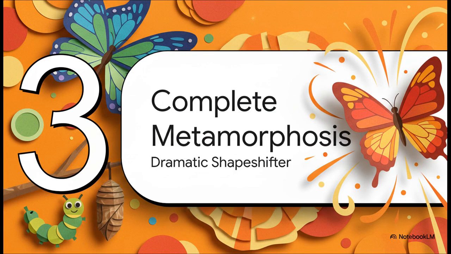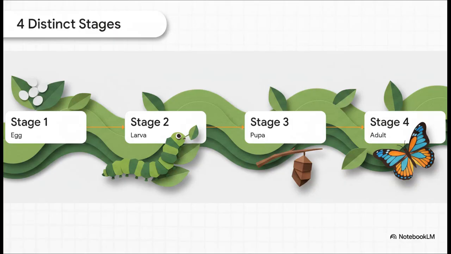Part 3. Complete metamorphosis explained, the dramatic shapeshifter path. Now, what's really interesting about this process is that it has a highly definitive structure, consisting of exactly 4 entirely distinct developmental stages. We start at step 1, the egg. Then step 2, the larva. Step 3 is the pupa. And finally, step 4, the adult. Keep in mind, every single one of these chapters requires completely different environments, behaviors, and physical bodies.